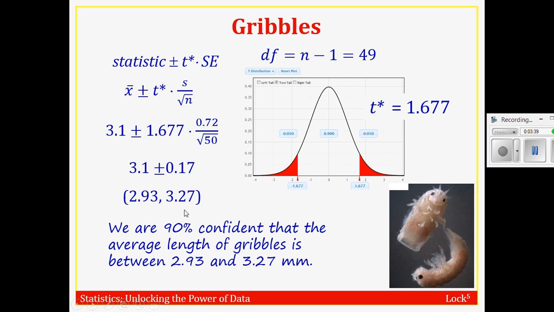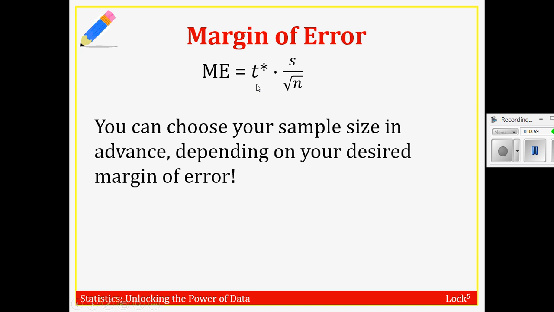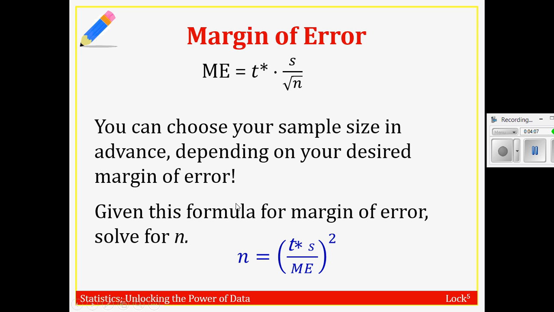We would say we are 90% confident that the average length of our Gribbles is between 2.93 and 3.27 millimeters. Once again, I had mentioned the stuff that's after the plus or minus is your margin of error. Well, just like we've done in the past, we could go ahead and do some algebra for this, and we could solve it for n. I'm not going to go through all that, but it ends up giving you this right here.